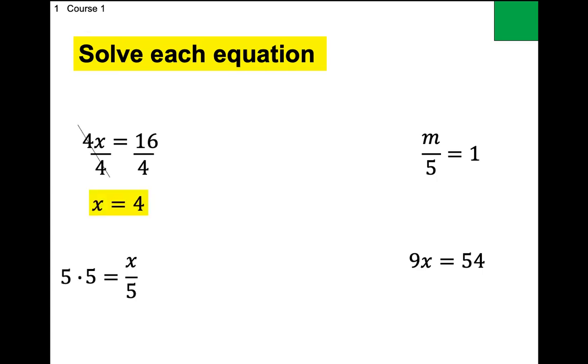Stay in the back. Next one. N equals 5. Okay. How about x equals? We're doing this one.